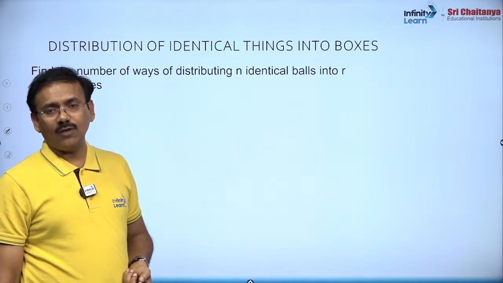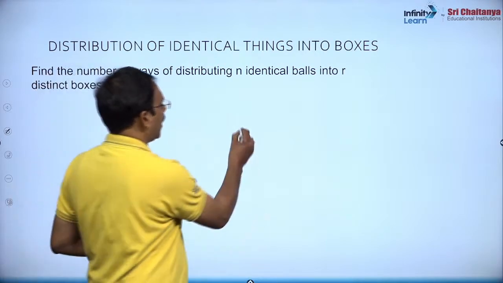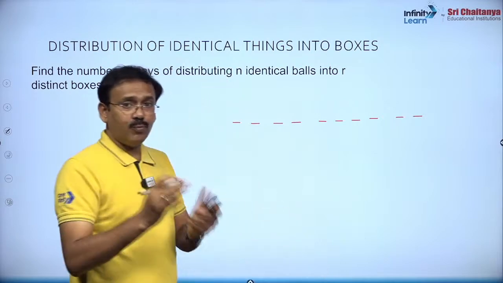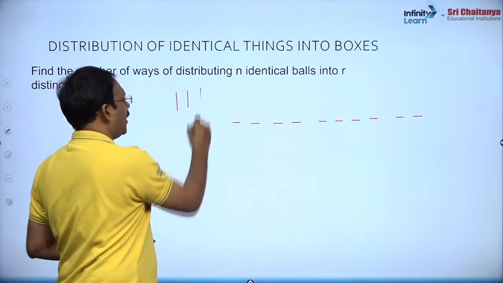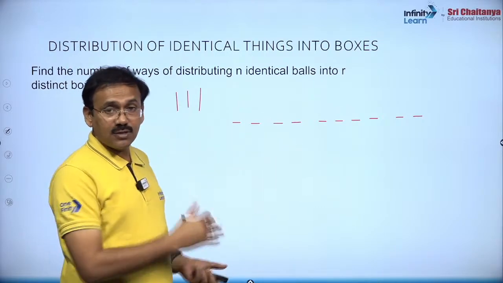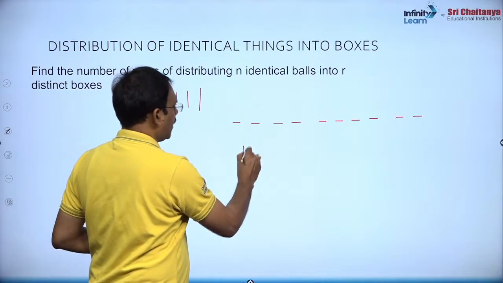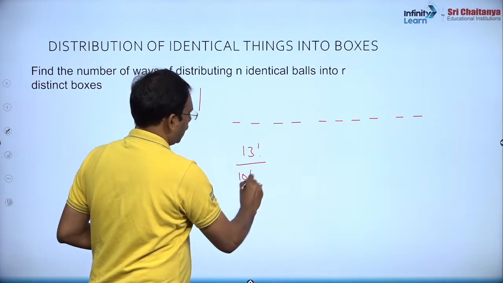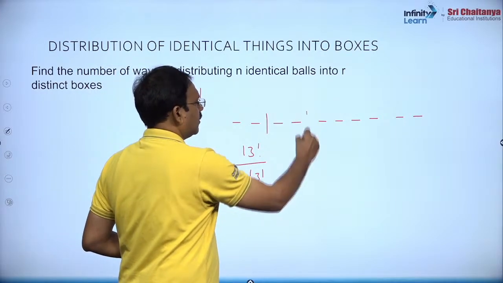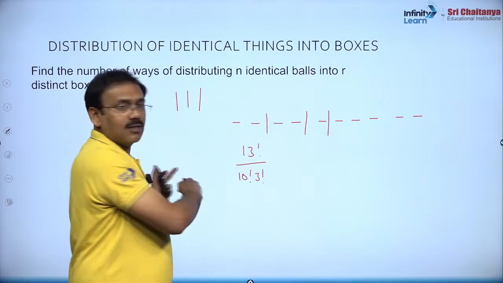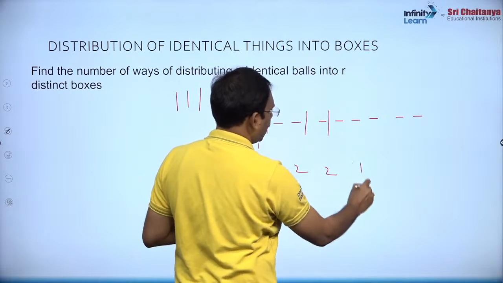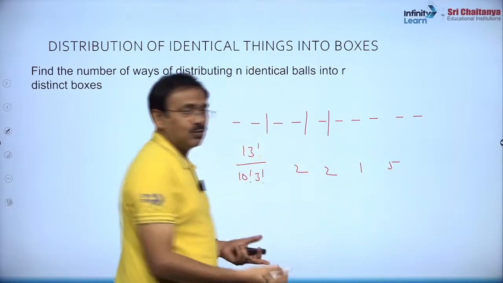In the first case what we can do is, my dear friends, you have 10 balls. You want to put them in 4 boxes, so take 3 vertical lines. So 3 lines and 10 identical balls, you just arrange in a row. How many ways can you arrange? 13 factorial by 10 factorial into 3 factorial. Suppose one of the arrangements is this. So 2 balls are there before the first line, we put 2 in the first box, 2 in the second box, 1 here, remaining 5 here. 2, 2, 1, 5 we put.